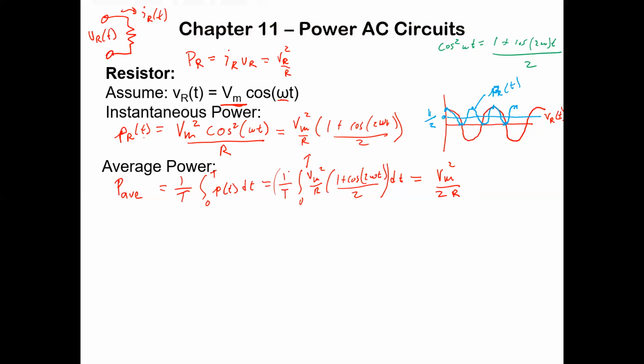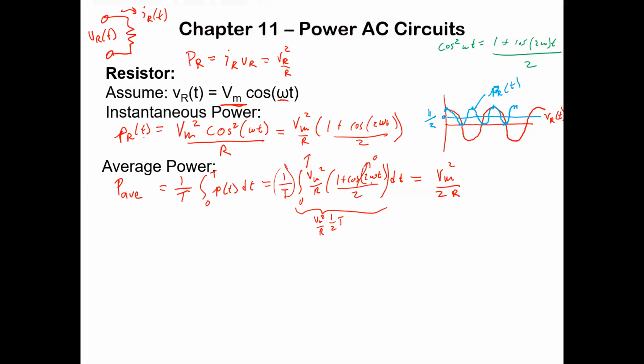The 1 over t is outside the integral, yeah. But the integral of this thing is going to give you basically 1/2 t. And then you divide it by t, so you end up just getting, well, it's going to be Vm squared over R times 1/2 t. You pull the Vm squared over R out of the integral as well. But the integral of this thing, because this basically has an integral of 0, and this has an integral of 1/2 t.